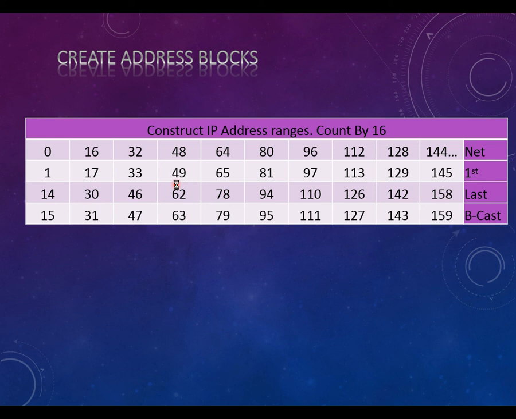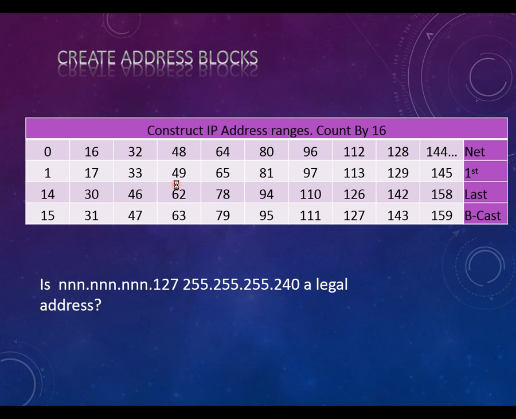So this would also answer questions like, is 192.168.103.127 with a subnet mask of 255.255.255.240 a legal address? Well, I go and find that column, and I look at that column, and sure enough, with the 112 here as the network number, 127 is actually a broadcast address. So no, it is not a legal address. All right, so let's try another example.